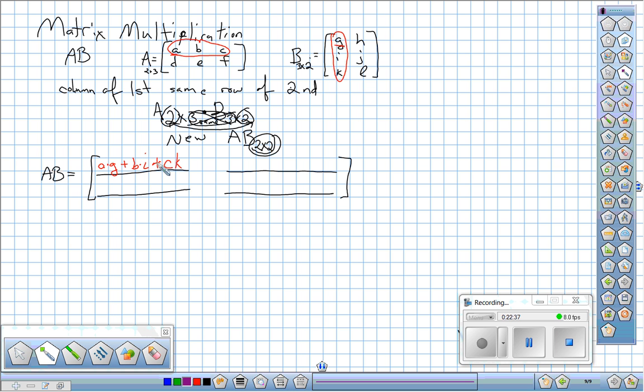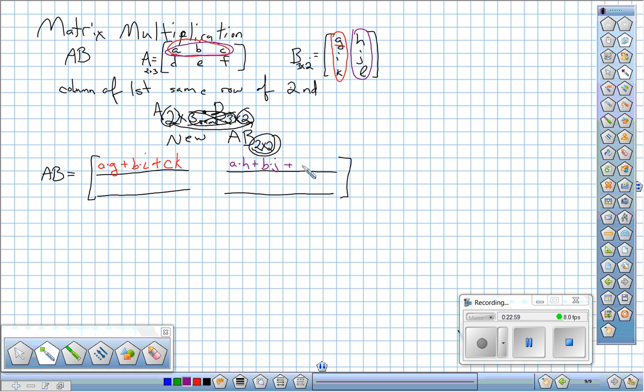Okay, so then I'm taking this first row and this second column. I'm going to take A times H. A times H. I'm going to add to that B times J.